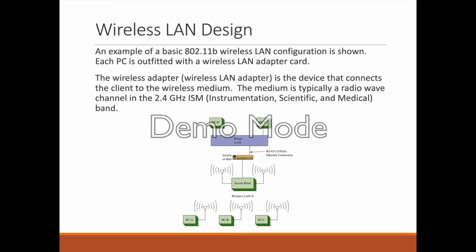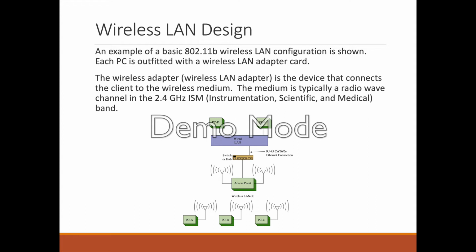So talking about wireless LAN design, an example of a basic 802.11b wireless LAN configuration is shown. Each PC is outfitted with a wireless LAN adapter card. The wireless adapter is a device that connects the client to the wireless medium. The medium is typically a radio wave channel in the 2.4 gigahertz ISM band: Instrumentation, Scientific, and Medical.